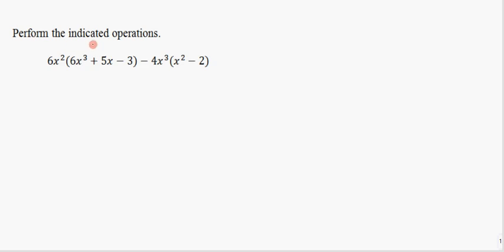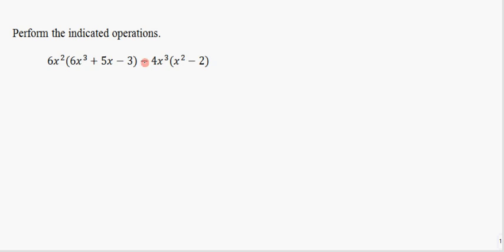It says here to perform the indicated operations, and these indicated operations seem to be multiplication, 6x squared times that polynomial, subtraction, and then 4x cubed times that polynomial. And that is what the operations are. However, when we do the multiplications to get rid of the parentheses using the distributive property, it's going to be easier if we think of this as a negative 4x cubed instead of subtraction.